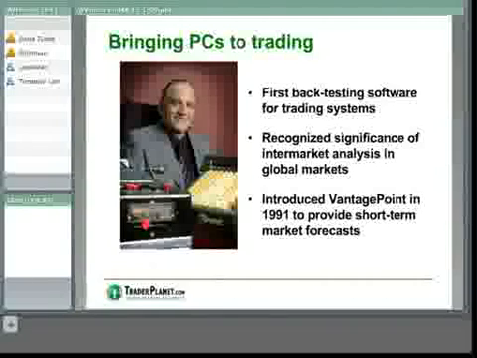With markets becoming more global, more interdependent, Lou focused his research efforts on inter-market analysis, realizing the influence that markets have on each other. A move in one market is likely to have a bearing on prices of other markets. He built on this concept to develop Vantage Point intermarket analysis software, which he first introduced in 1991 to analyze one market, bonds, and has since continually enhanced and improved the software to provide short-term forecasts for more than 600 markets, including futures, forex, stocks, ETFs, just about any market that an active trader is going to want to trade.